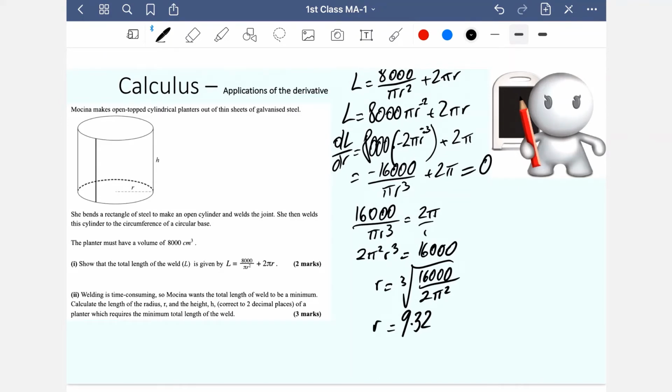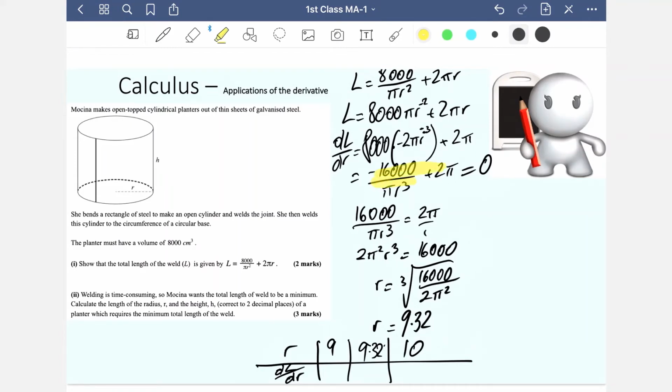Alright, what I want to do next is test that to see if it's a minimum. So 9.32 is there. One value above 9.32 is 10 and one value below it is 9. And when I substitute 9.32 into dl dr, which I'll just highlight here for you, which is there, of course I'm going to get 0, right?